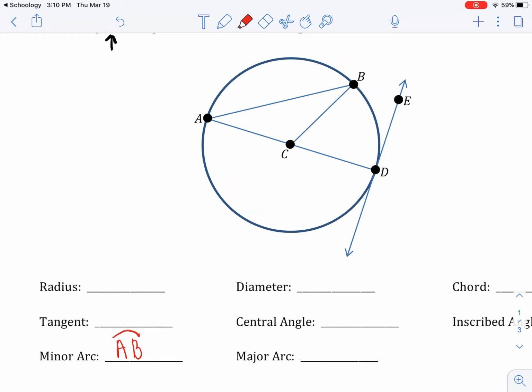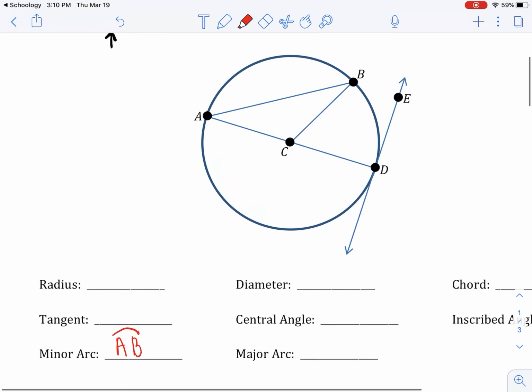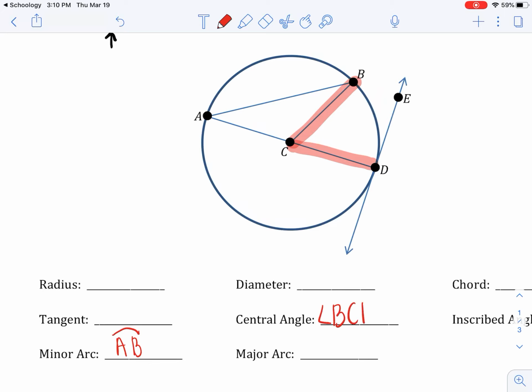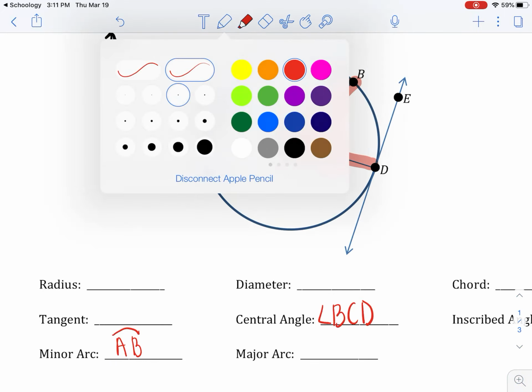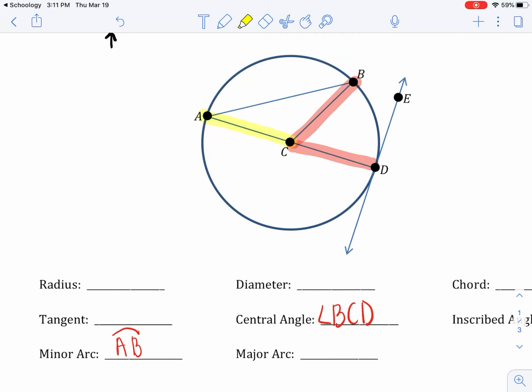Next one, a central angle. There are two central angles, where the vertex is the center. So you can say this angle right here, which is angle BCD, or you can say this angle, which also has a vertex at the center, angle ACB. Some of you just called it angle C. Realize that there are many angle C's and some of them aren't central angles. So for example, this right here is not a central angle. Therefore you want to make sure you're being specific.